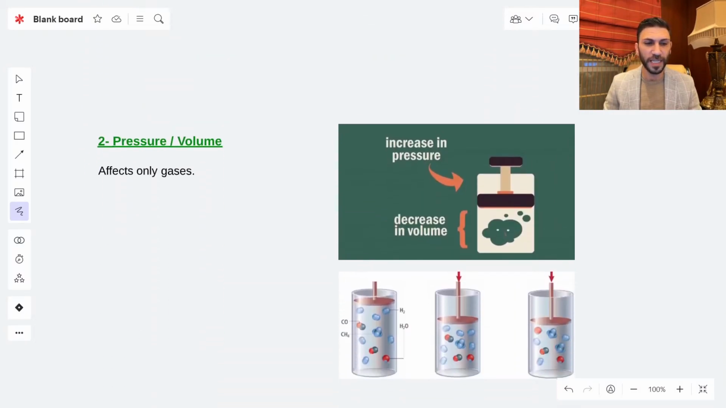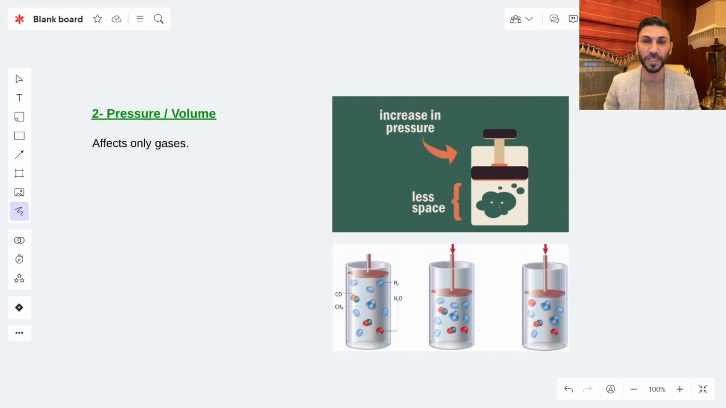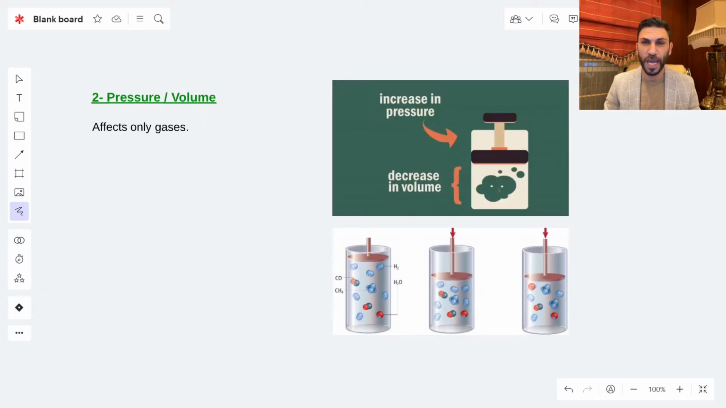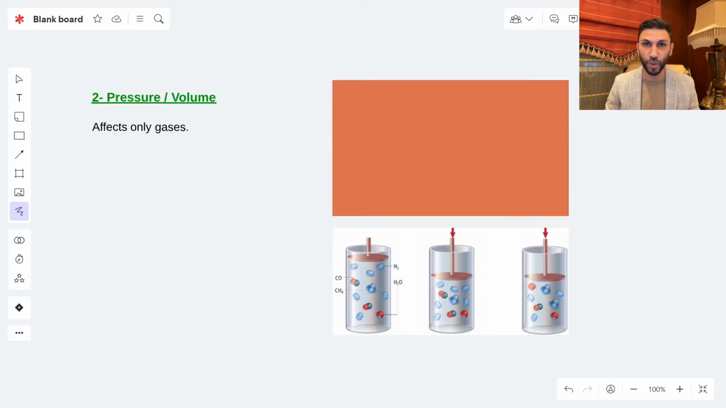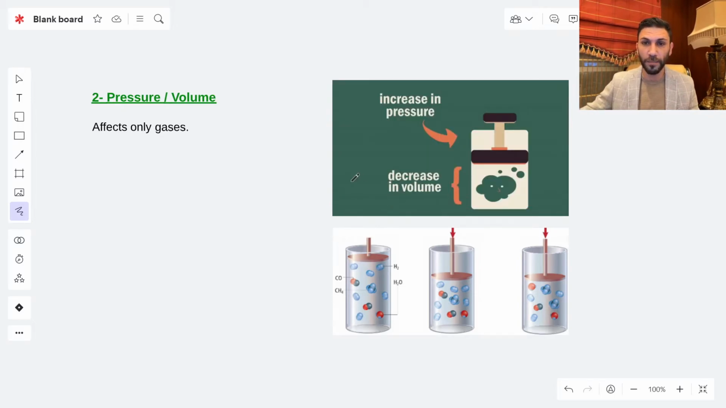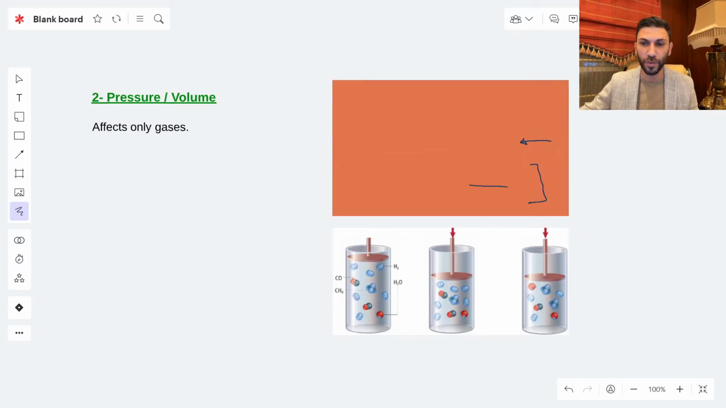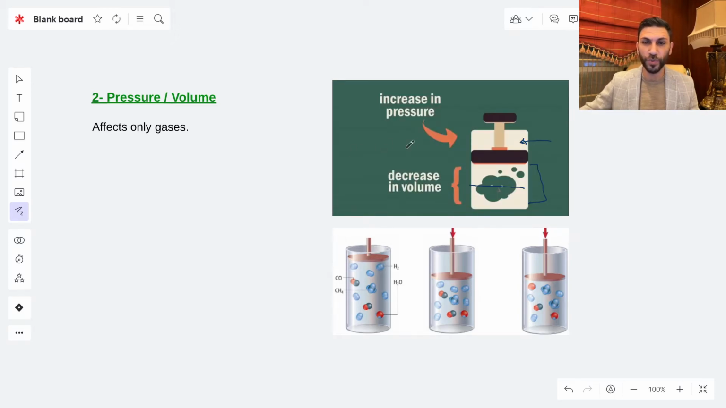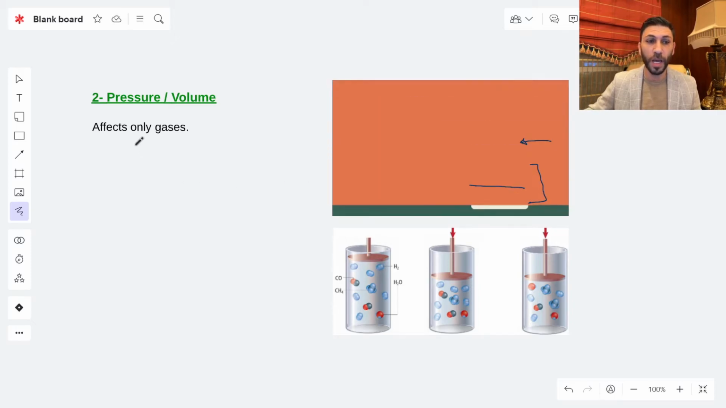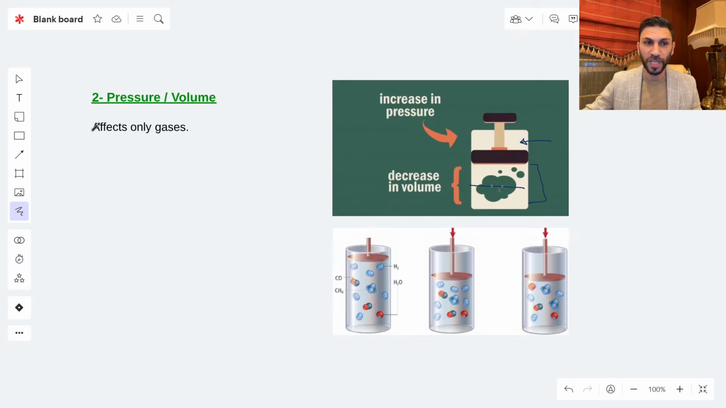All right. The second factor that affects the chemical equilibrium is the pressure or the volume. And don't forget that the relationship between the pressure and the volume is inversely proportional, meaning when you are increasing the pressure here, the volume will get lower. So increase in the pressure gives decrease in the volume. The pressure or the volume affect only the gases because the pressure cannot affect the solids or the liquids.